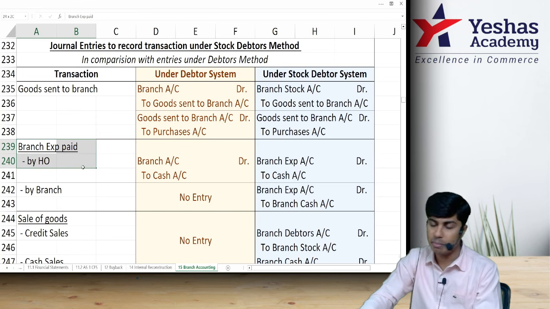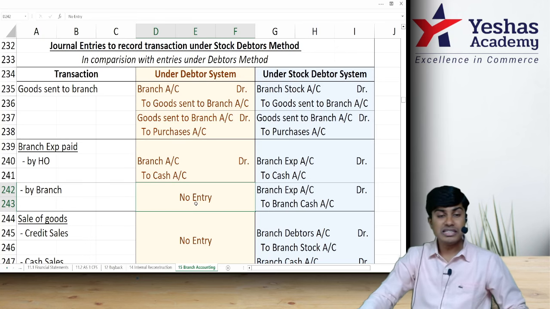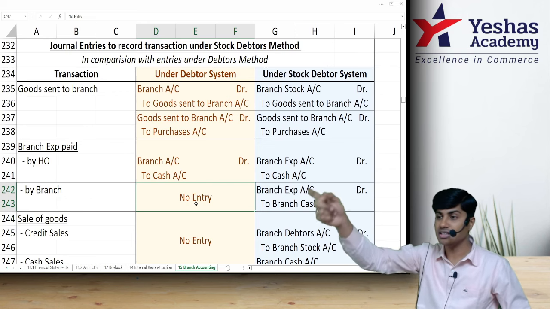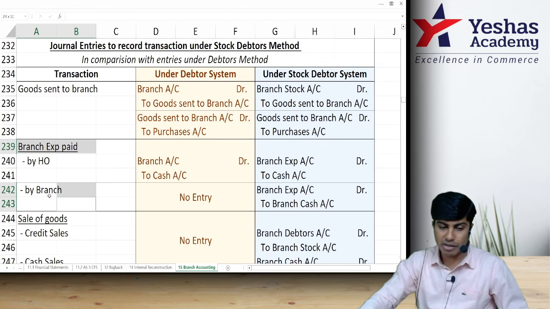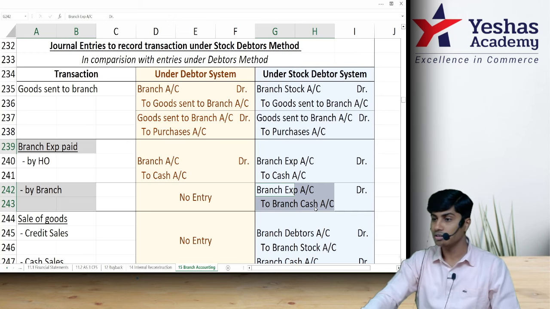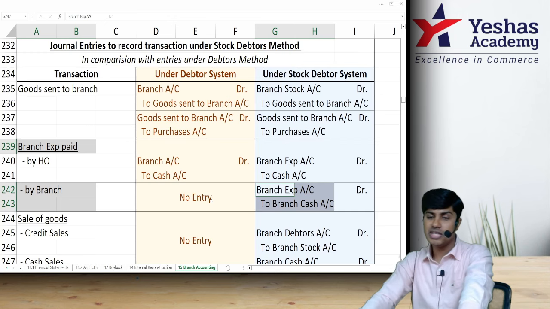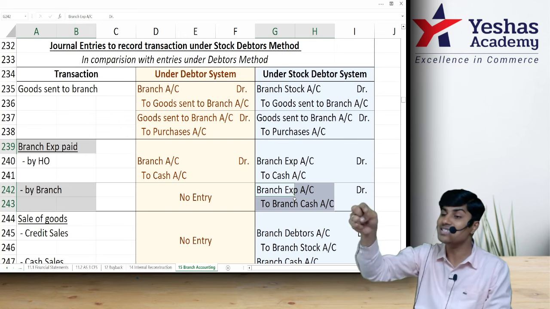If in case the same branch expense is not paid by head office, but it is paid by branch, under debtor system we will not write any entry because this transaction is between branch and third party. However, if the expense of the branch is paid by branch and we are maintaining stock debtor system, we do write an entry. Here we don't write Branch to Branch, because here it is not branch. Branch Expense Account debit to Branch Cash.